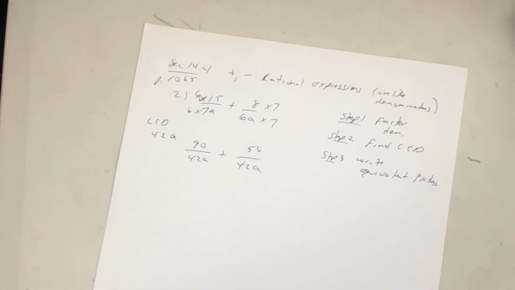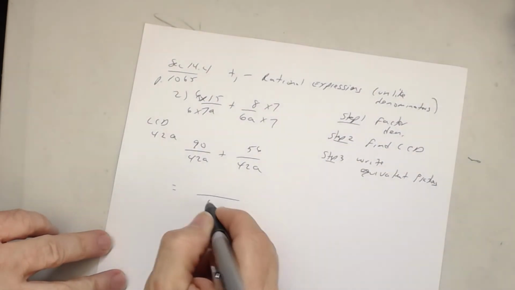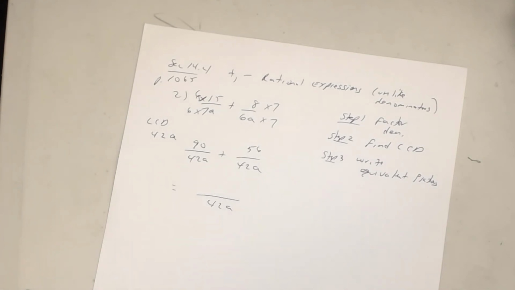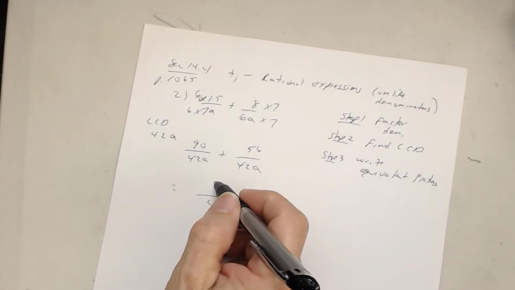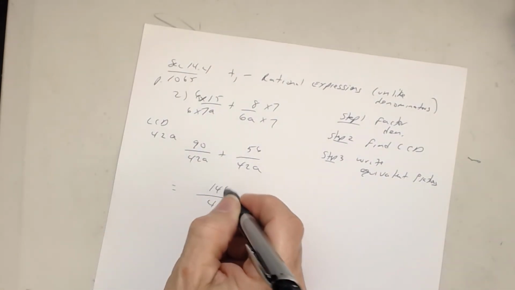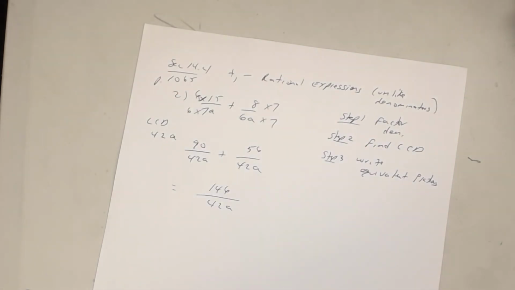8 times 7 is 56. Now can I write them as one fraction? Yes. So this becomes something divided by 42a. You can look at this and tell me what it is. 90 plus 56 is what? 146. Okay, 146. So that's where I'm at. Notice the process. So I did step 3. Step 4 is to simplify.